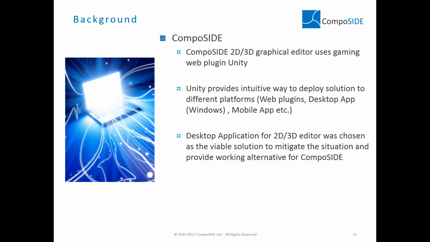With Unity, the advantage was that it provides essential intuitive ways to deploy solutions on various platforms: on desktop apps, which is the topic of our discussion today, as web plugins, as mobile apps. So we've always seen as a, let's say, future technology that CompoSIDE has got the ability to be declined on a number of supports, depending on where our product development, where our software is going.